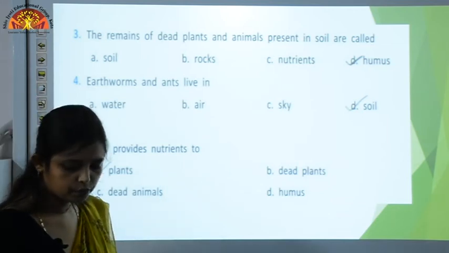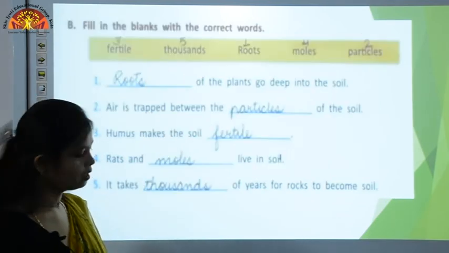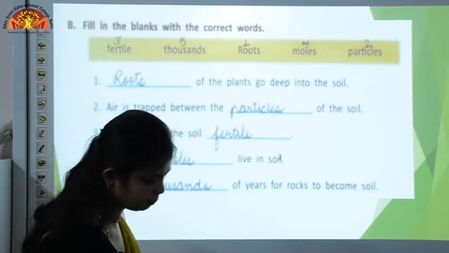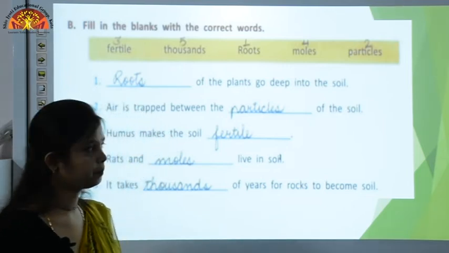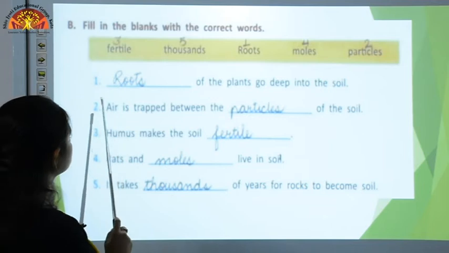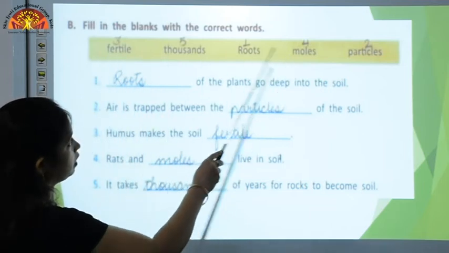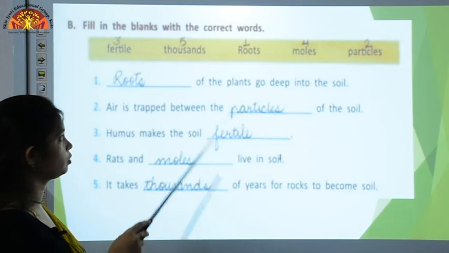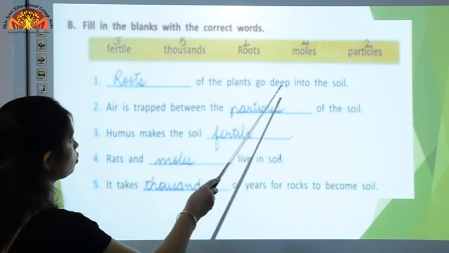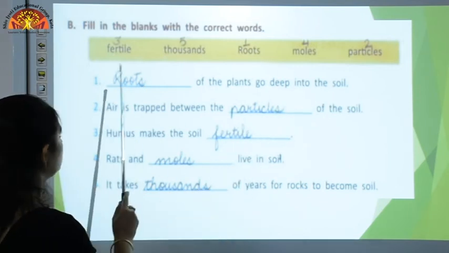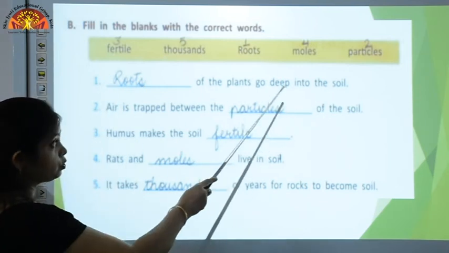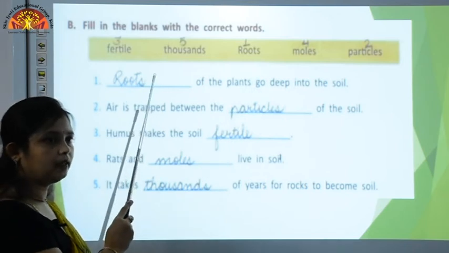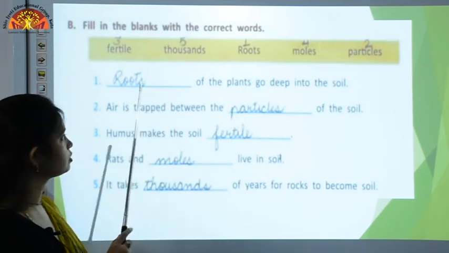Okay, so now we move to the next exercise. It is fill in the blanks with the correct word. It's on page number 36. So let's come to page 36. Now here a help box is given with some words which have to be filled in these blanks. Okay, dash of the plants go deep into the soil. So what goes deep into the soil? Roots of the plant go deep into the soil so that they can fix the plant to the soil.